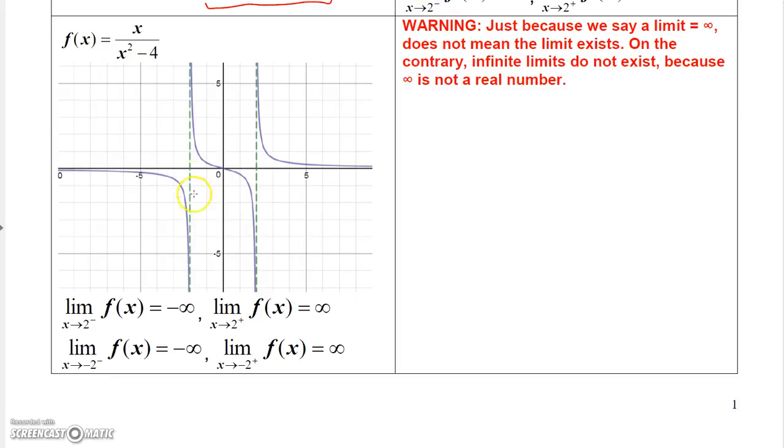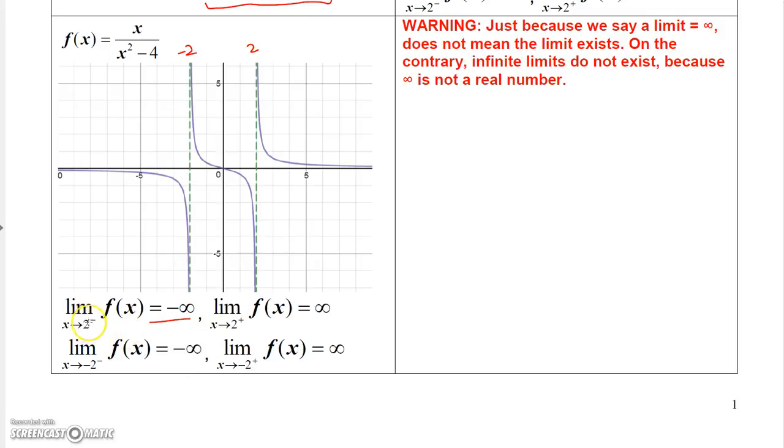And here's another one. This one has x equals negative 2, and here's x equals positive 2. And so the limit as x approaches negative 2 from the left is negative infinity. See how it's diving down? And then as you approach negative 2 from the, let's see, make sure I got the right one.